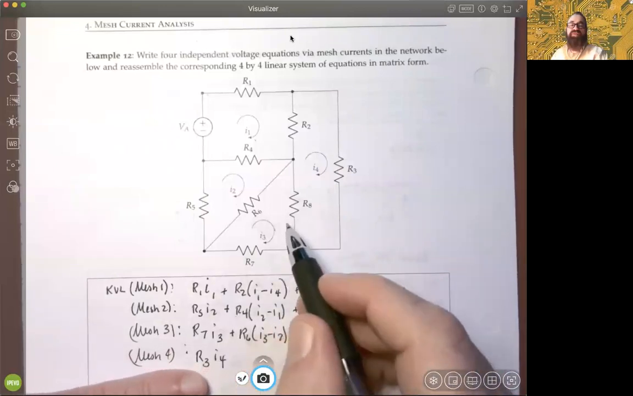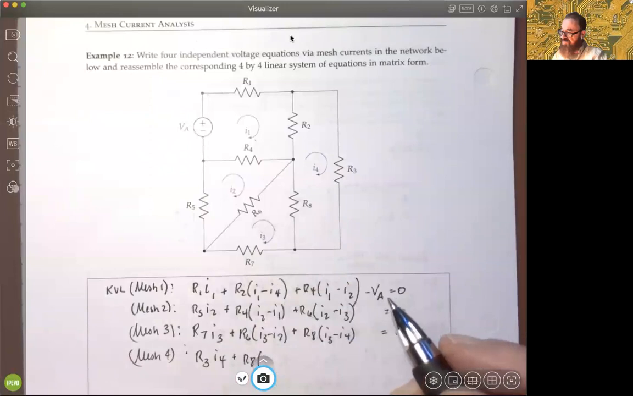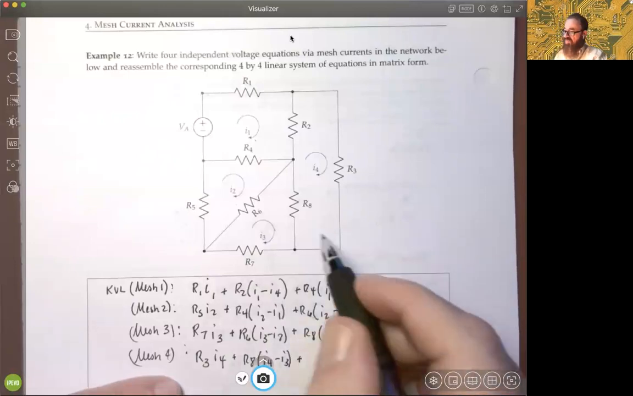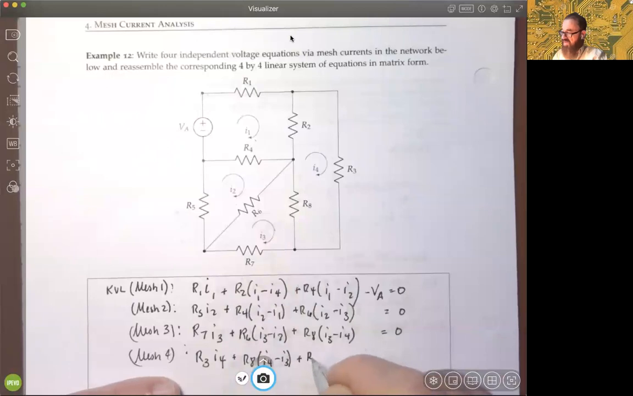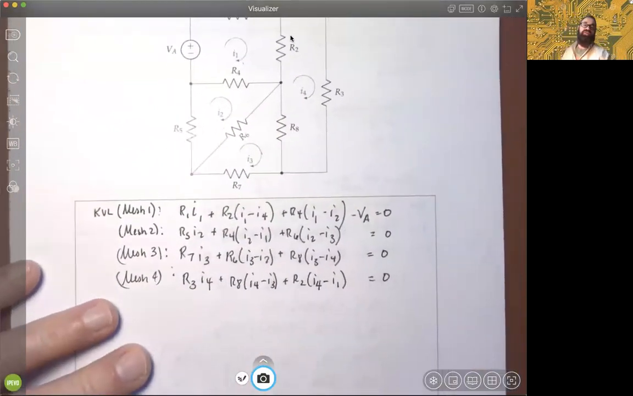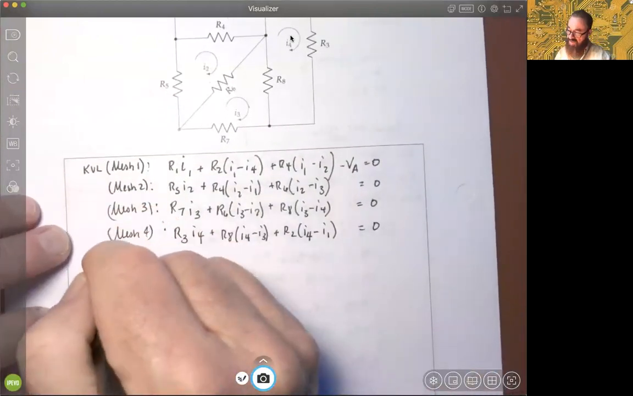And then we'll come into R8, which is shared with mesh 3 again, so we'll have plus R8 times (I4 minus I3), and then we will come up through R2, right? And that'll be R2 times (I4 minus I1), okay? And that has to be equal to 0, right? So having done all 4 KVLs, it's not necessary to see all the circuit now, so we're going to go ahead and produce the matrix equation.